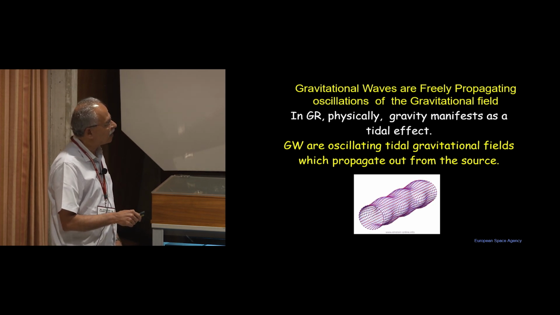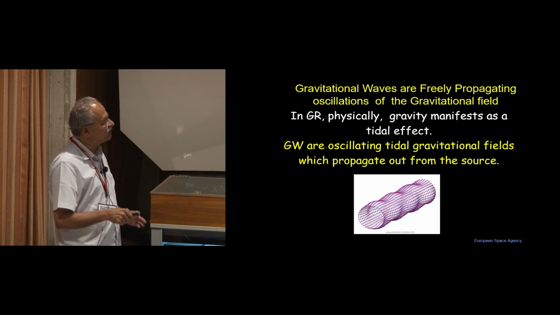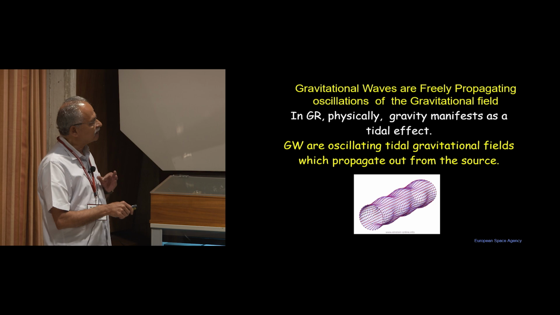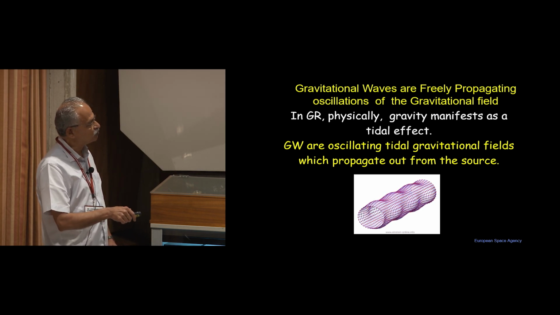If you ask in general relativity, how does gravity manifest itself? It manifests as a tidal effect, and therefore we can say gravitational waves are oscillating tidal gravitational fields which propagate out from the source.